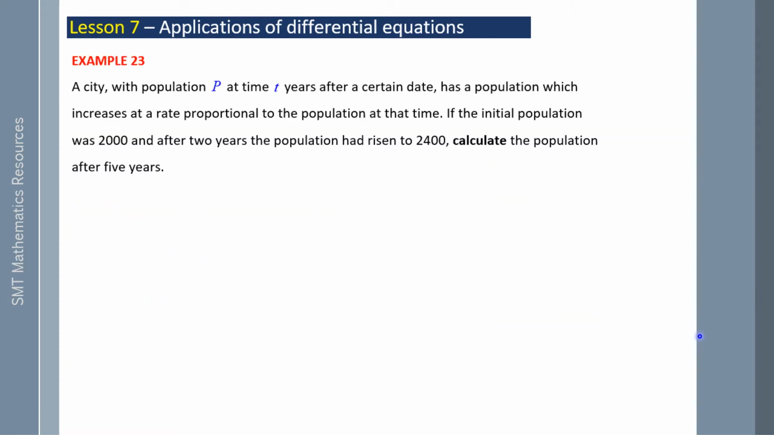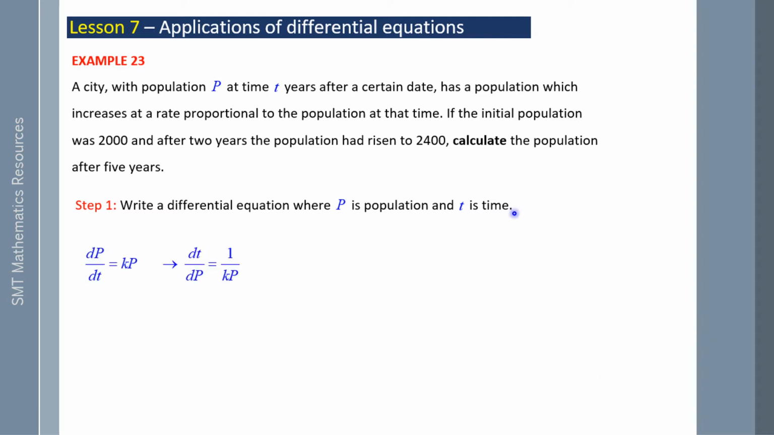A city with population p at time t years after a certain date has a population which increases at a rate proportional to the population at that time. If the initial population was 2,000, and after 2 years the population had risen to 2,400, calculate the population after 5 years. Step 1. Write a differential equation where p is population and t is time. Because the rate's proportional to the population at a time, we can set up the differential equation dp/dt equals kp, which, as we know, we can rewrite or invert.